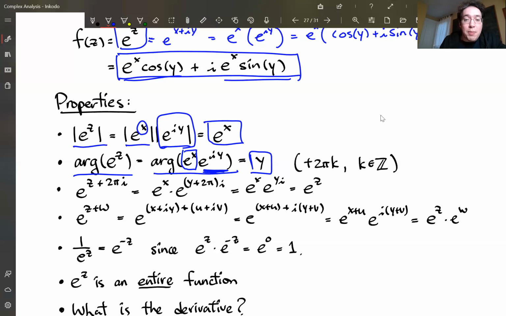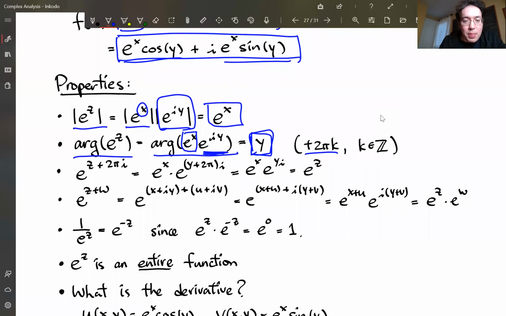Okay. One thing to note is that there are actually many different arguments for any one output. So I said y here, but really I could add any multiple of 2 pi or subtract any multiple of 2 pi, and it'll be the same angle.